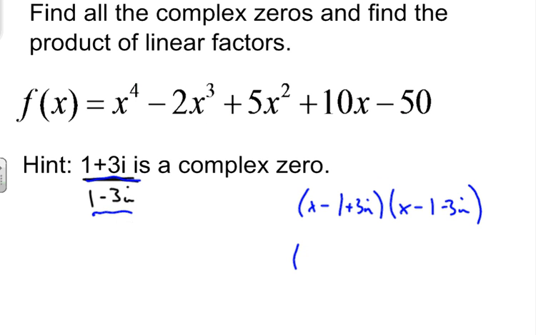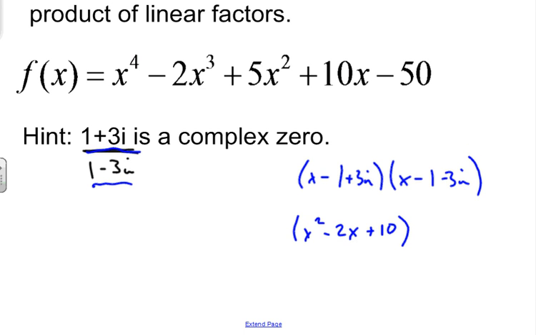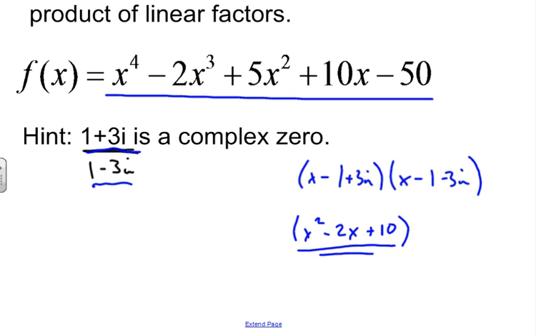So what we're going to do is multiply these through and create our quadratic factor. We have x squared minus 2x plus 1 plus 9, which will be plus 10. So there's our quadratic factor. Now we're going to take that and divide it out of this polynomial. Since it's a quartic and we're dividing by a quadratic, what we get is another quadratic. So that's why we're doing it.